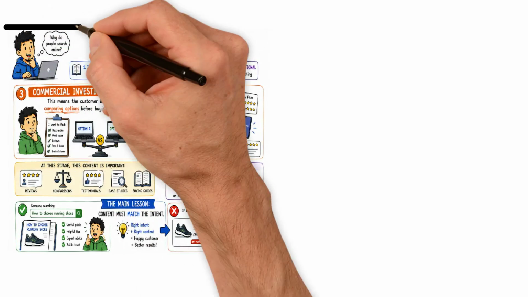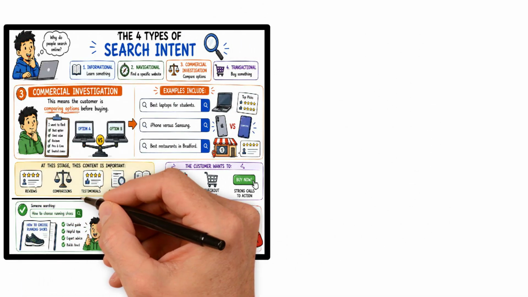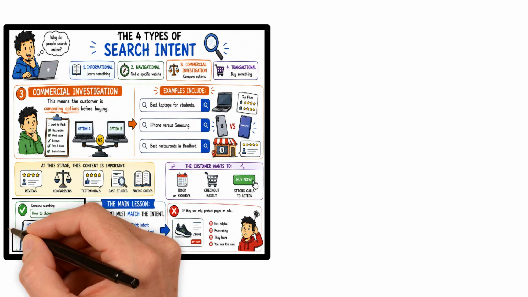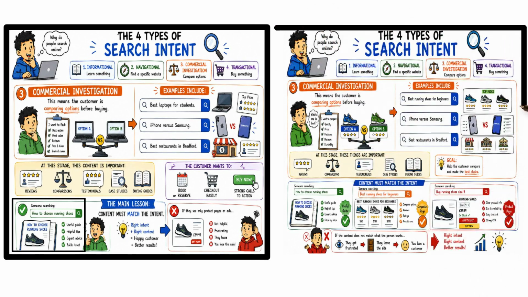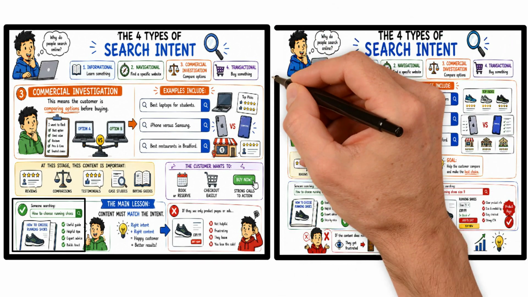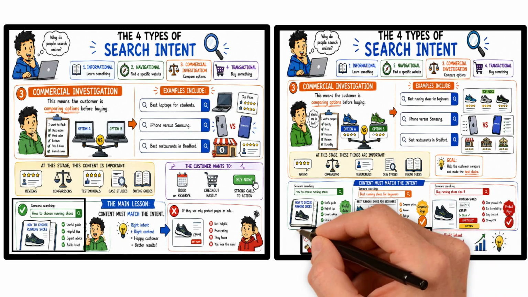The main lesson is that content must match the intent. Someone searching how to choose running shoes needs a useful guide. Someone searching best running shoes for beginners needs a comparison. Someone searching buy running shoes size 9 needs a product page. If the content does not match what the person wants, they will leave.